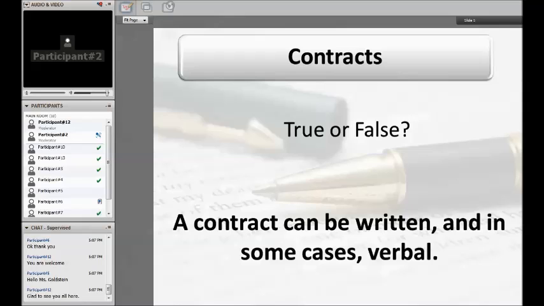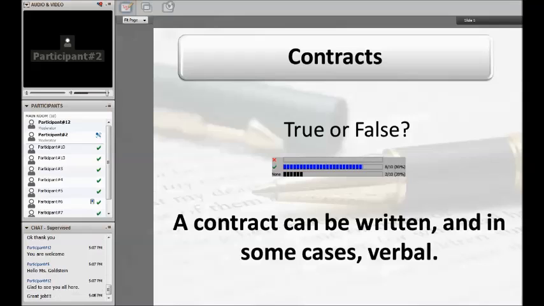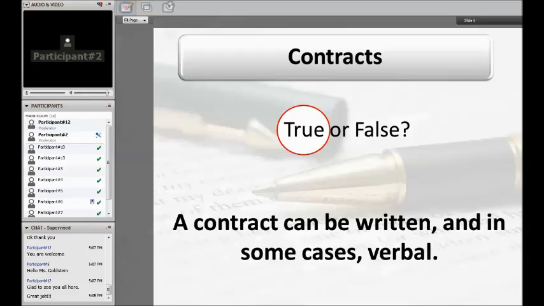And let's see. All right, we've got a couple of you. Well, I guess that's probably just me and Mrs. Goldstein that aren't responding. So yes, it is true. A contract can be written and sometimes it can be verbal. The problem with a verbal contract, though, is that you can't always prove that you have that agreement. So it's always better to have it in writing.